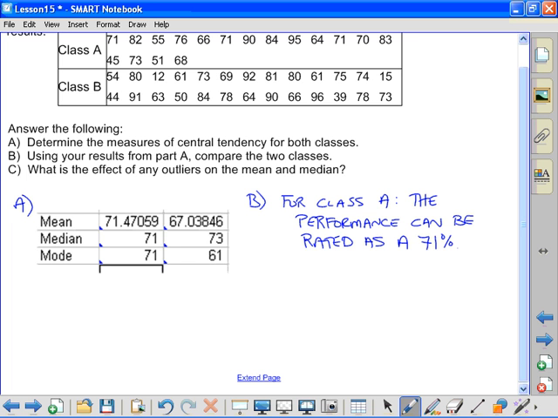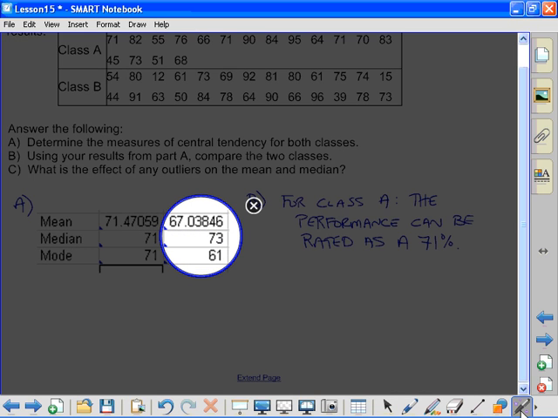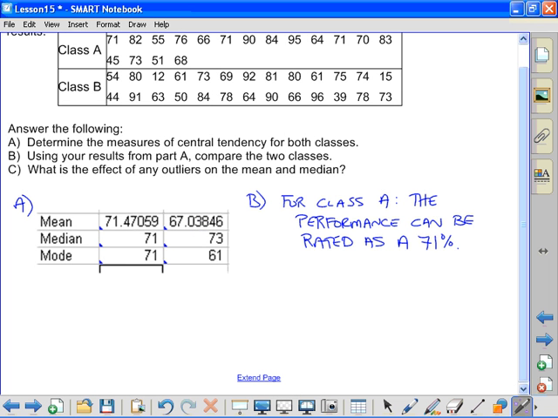Okay? So we're looking at Class B, the median showed up better than Class A, but the mean was below. So if we just look at the Class B information, we have our median at 73, our mean at 67, our mode at 61. So we're supposed to be comparing the two classes. So I would say based on the information here, we're looking at a high 60 performance, but 61 seems to be the more common number.